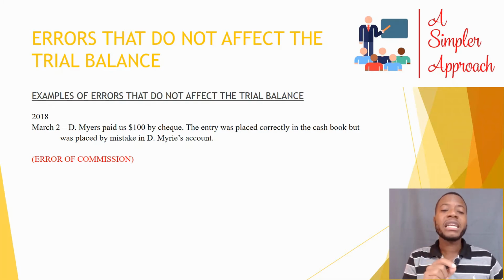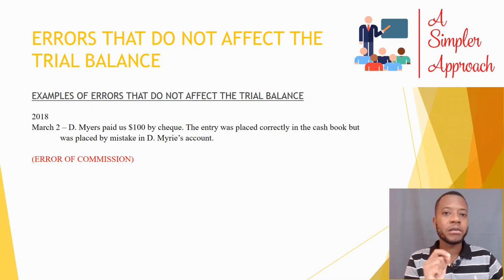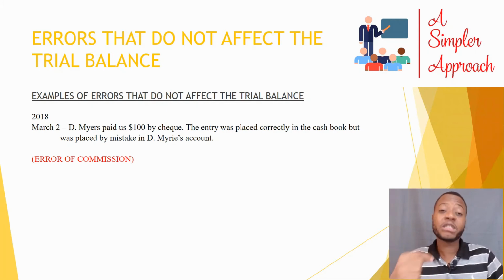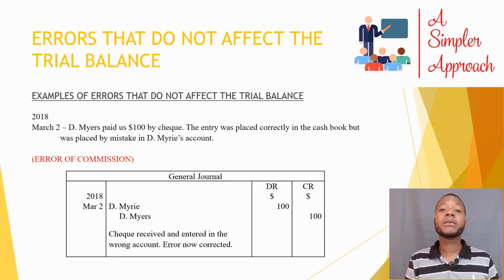So the second line says the entry was placed correctly in the cash book. That means that the debit entry in the cash book was done. That is fine. That is not our issue. Our issue is the credit part of the equation. Now, who paid us the check? D. Myers, which means the credit entry should have been placed in the Myers account. However, it was placed by mistake in the Myrie. So what we need to do is take it from the Myrie and place it in the Myers. How do we do that? Voila. We debit the Myrie's account.